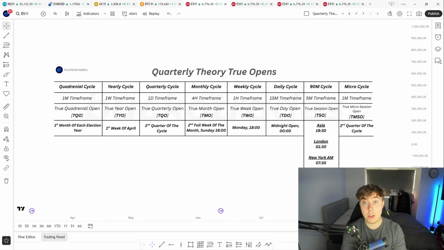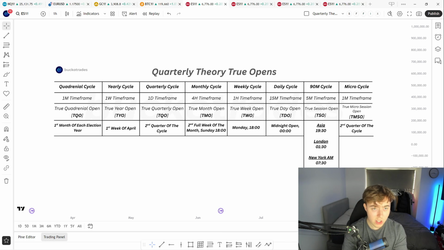And now today's episode is going to be about true opens, which essentially ties the quarters and the cycles all together as one. Basically, it filters out the low probability manipulation, the fake reversals, fake retracements, everything that you guys know a quarter can do. The true opens can filter that out.